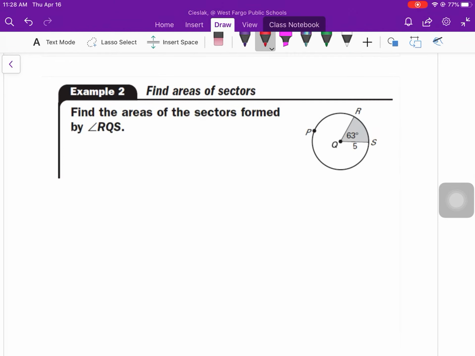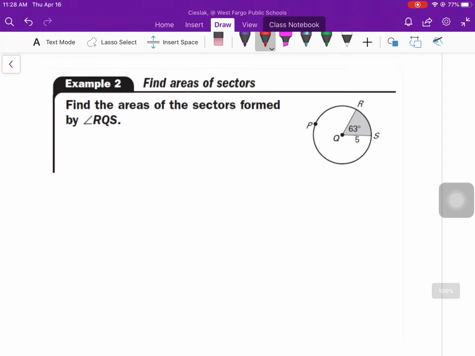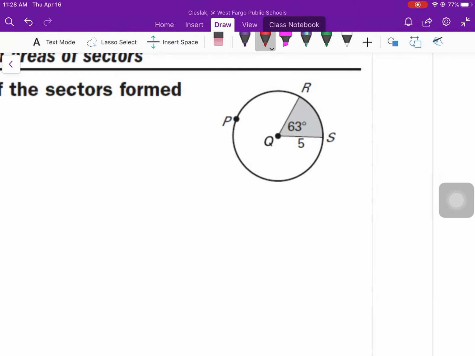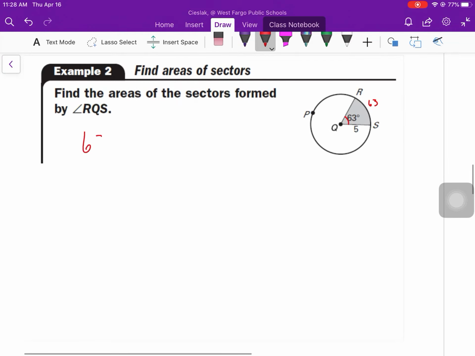Find the areas of the sectors formed by angle RQS. So I'm trying to find the area shaded in green there. Part to whole, I'm looking at that. This is 63 as a central angle, so I know that this arc measure is also 63. So the part is 63, the whole thing is 360, is equal to the part, what I'm trying to find, the area over the whole area. Notice that my radius is 5, so to find the area of the whole circle, 5 squared is 25, and that's going to give me 25 pi.